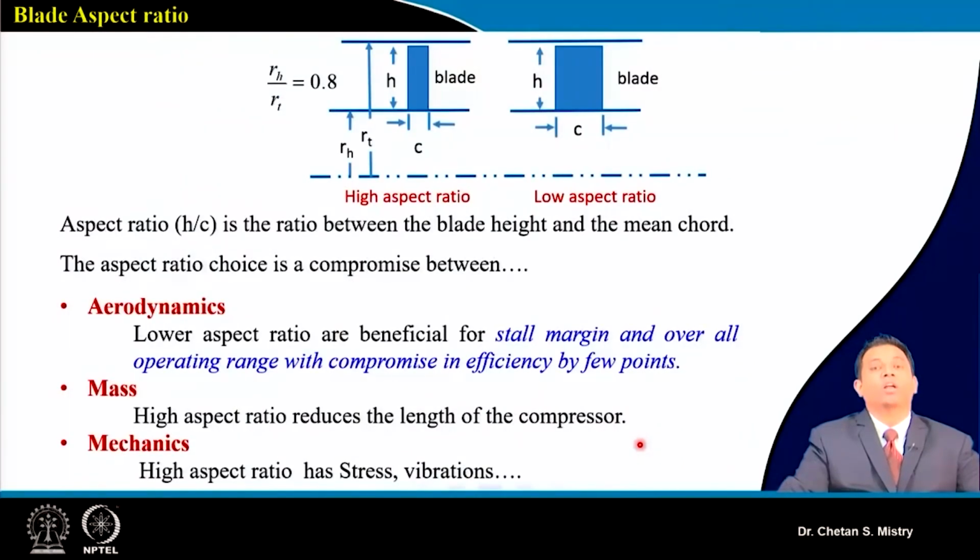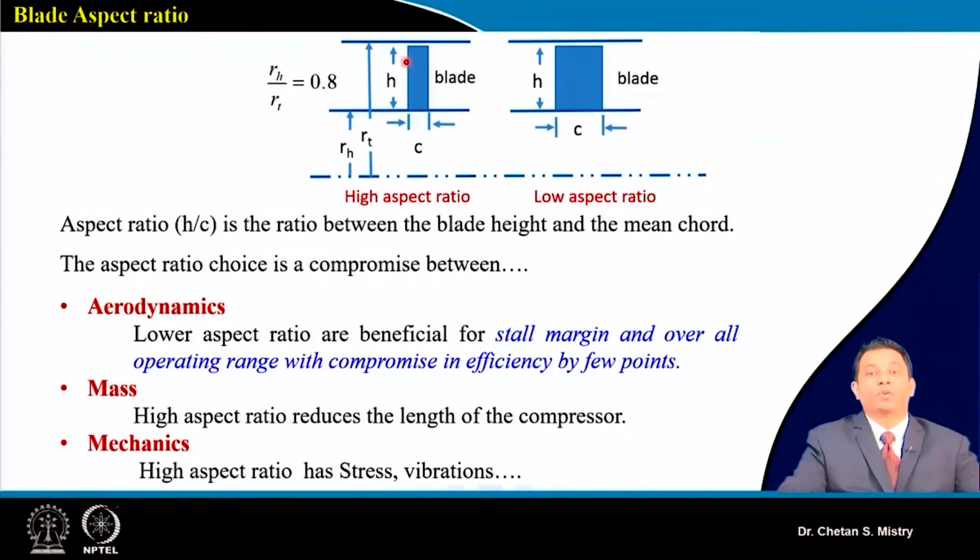Okay, now let's see the other parameter that comes into the picture. People started talking about the aspect ratio. Suppose I consider a radius ratio of 0.8. Be careful, as I discussed earlier, radius ratio and aspect ratio are different things. We can have the same radius ratio but blades with different aspect ratios. Here, aspect ratio is defined as the height of the blade to the chord of the blade.